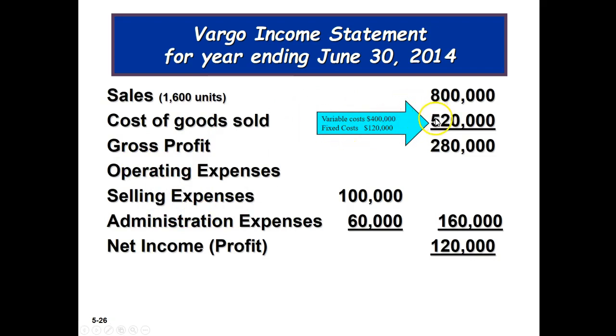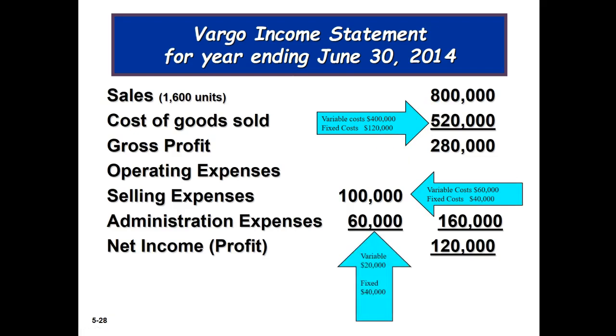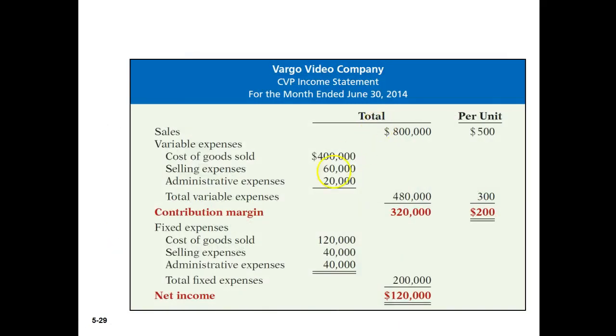The cost of goods sold was variable 400, fixed 120. The selling, 60,000 variable, 40 fixed. The admin, 20 variable, 40 fixed. And we reformat that statement. What we do is we take the sales at 800,000 and we just format the variable costs and the fixed costs. We didn't change the income statement. There's still a profit of 120.